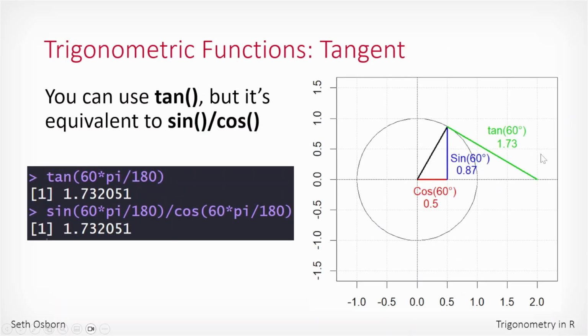Now, you can also use R to find the length of the tangent line. This is abbreviated as tan. So what we're talking about here, the way we often think about this is as the line that is perpendicular to the radius. It starts right here and it extends down until it hits the x-axis. So you can use this tan function if you want, but this happens to be equivalent to sine over cosine. The tangent line is equal to the ratio of sine to cosine.